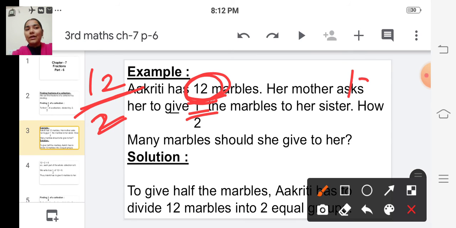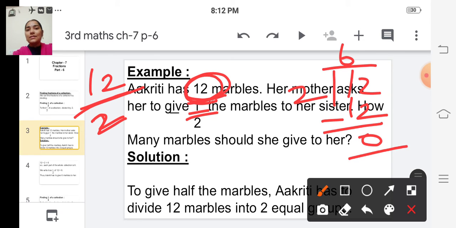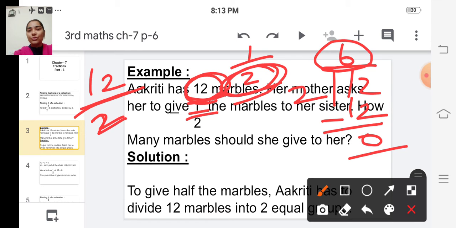12 divided by 2, what is it? 6. 6 2s are 12. So each part will have 6 marbles. Akriti will have 6 marbles and her sister will have 6 marbles. Is it clear, children? If you are going to find out half of a collection or half of the whole, then you have to divide the whole by 2, because in half we have 2 as the denominator, isn't it?